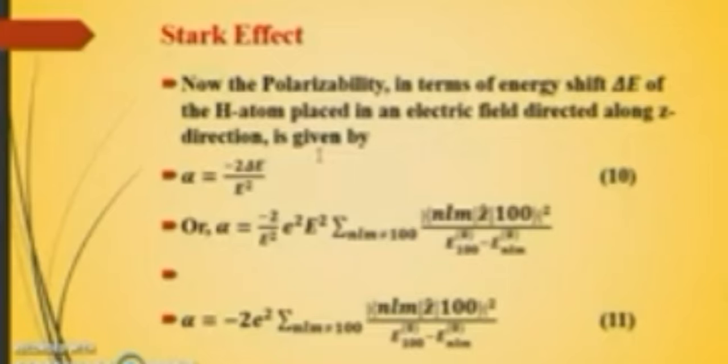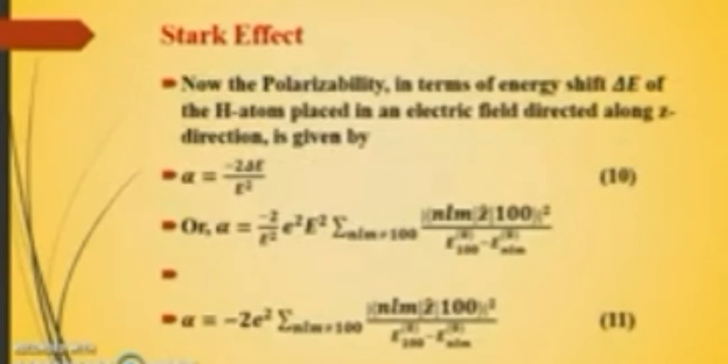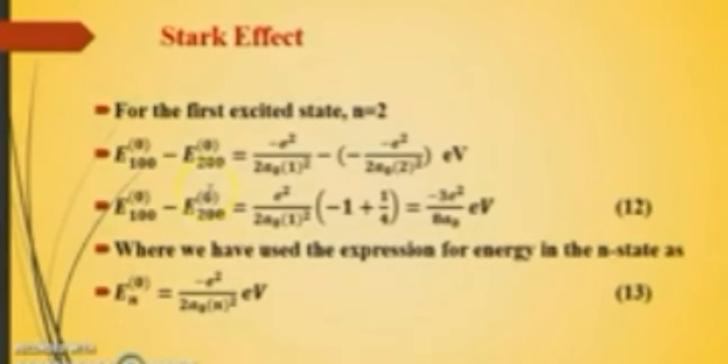directed along the Z direction is given by alpha equals to -2 delta E by E square, or alpha equal to -2 by E square, and this whole expression is for delta E as in the previous slide. This E square cancels out with this E square and we are left with this expression for polarizability.